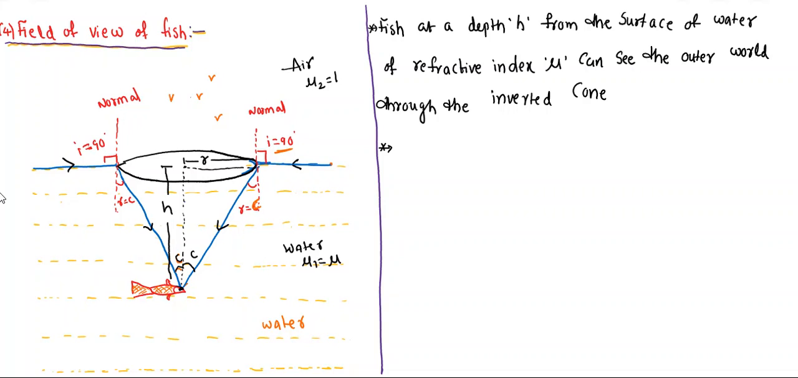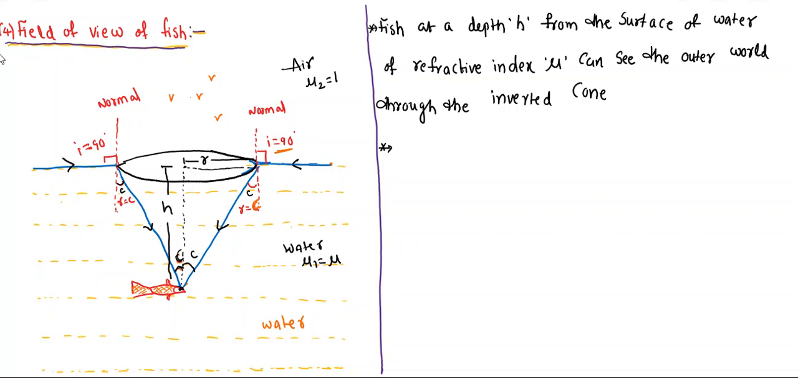Now from the figure, I want the area of the field of view. Before that, I will write the critical angle. Here we know the critical angle, this angle is C. When this angle is C, automatically this angle is also C from the mathematics. From the mathematics, at the fish we are getting the angle as C. When this angle is C, this angle is also C.